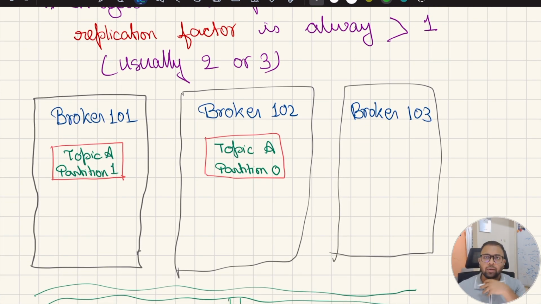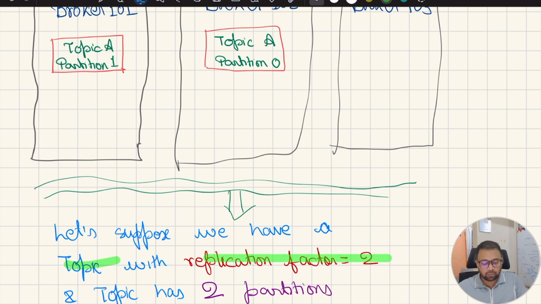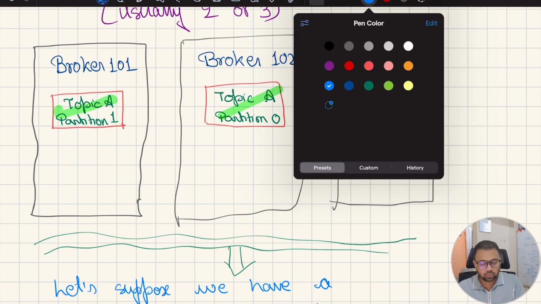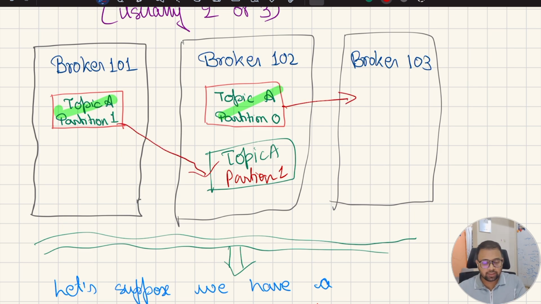So let's suppose I'm having one Kafka topic and I'm having 2 partitions. Okay. So I'm having a topic with replication factor 2 and topic has 2 partitions. So it can place one of the partition at one of the broker and another partition at another broker. If I have set replication factor 2, what it can do is to replicate this particular partition to another broker, like topic A partition 1, like this can be replicated here. Same way, this can be replicated here.